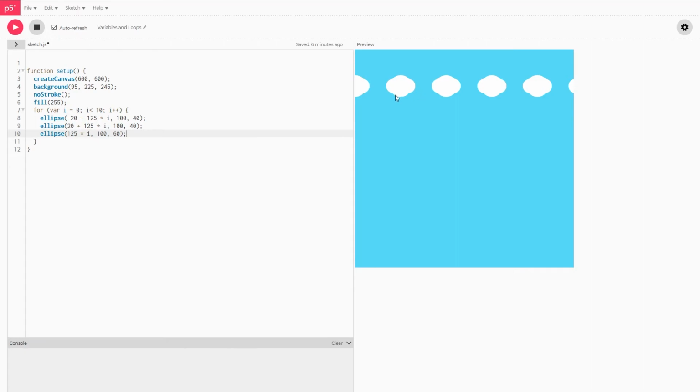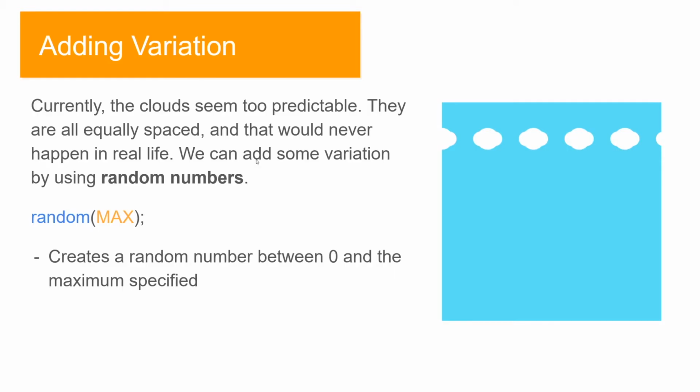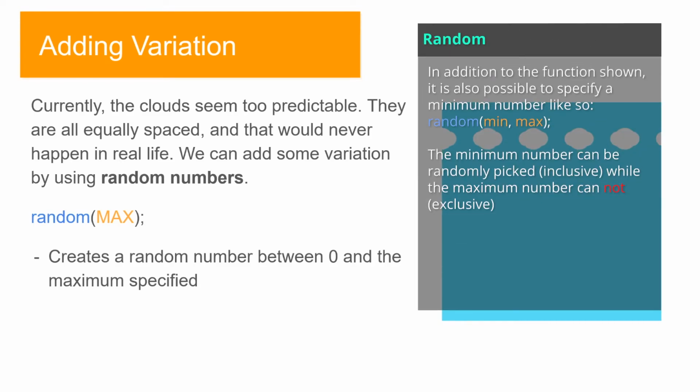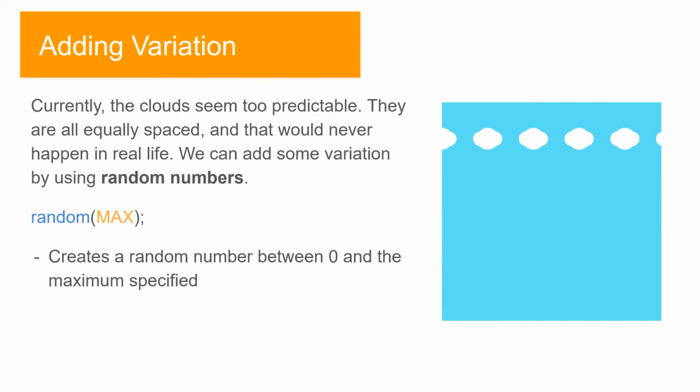One thing that looks a little bit weird is all these clouds look exactly the same and are spaced so evenly apart they don't look natural. So one thing we can do to fix this is adding some variation using random numbers. We can make a random number by using the random function, and then inside of that we specify a maximum number. This means we can create a random number between 0 and the maximum specified. We can use that to change our clouds' positions and size, so each one is a little bit different.